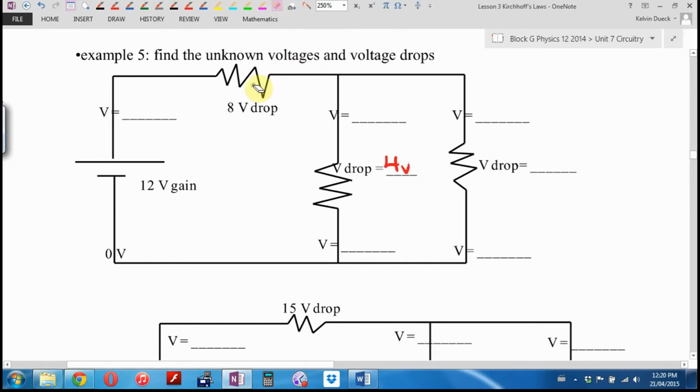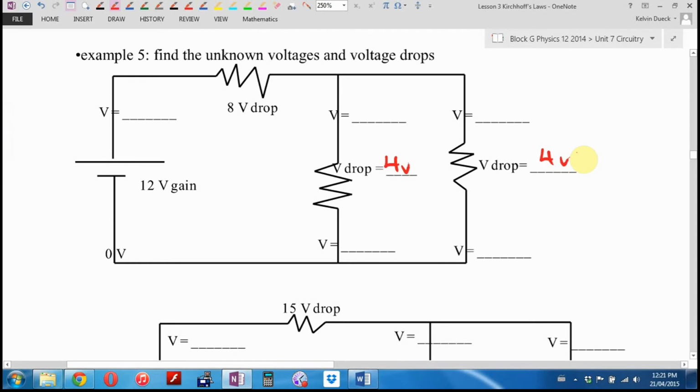Also, where were we at here? We still had 4 volts to get rid of at this location. Going through this resistor, can I get to the bottom? How many volts must this resistor be? Yep. Now this bugs kids, because kids are going to say, wait a minute, Mr. Dueck, 8 plus 4 plus 4 equals 16, not 12.